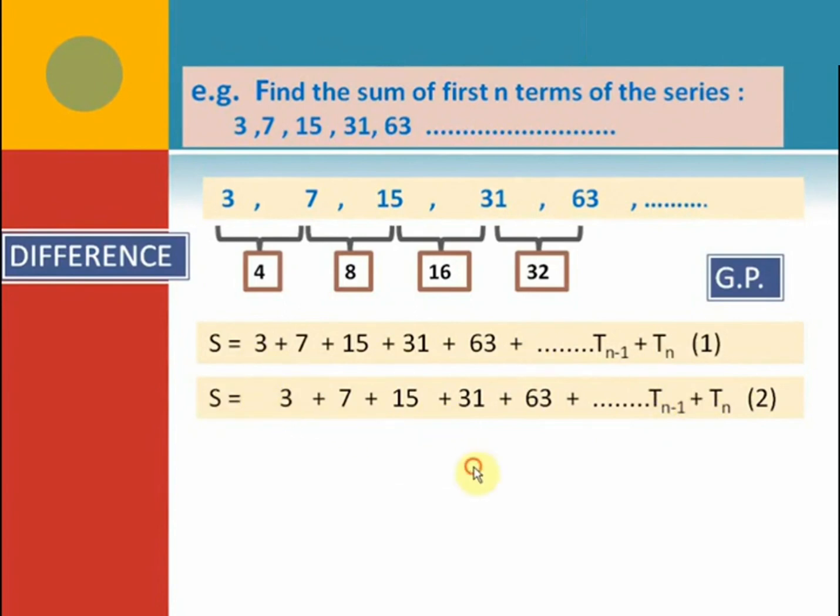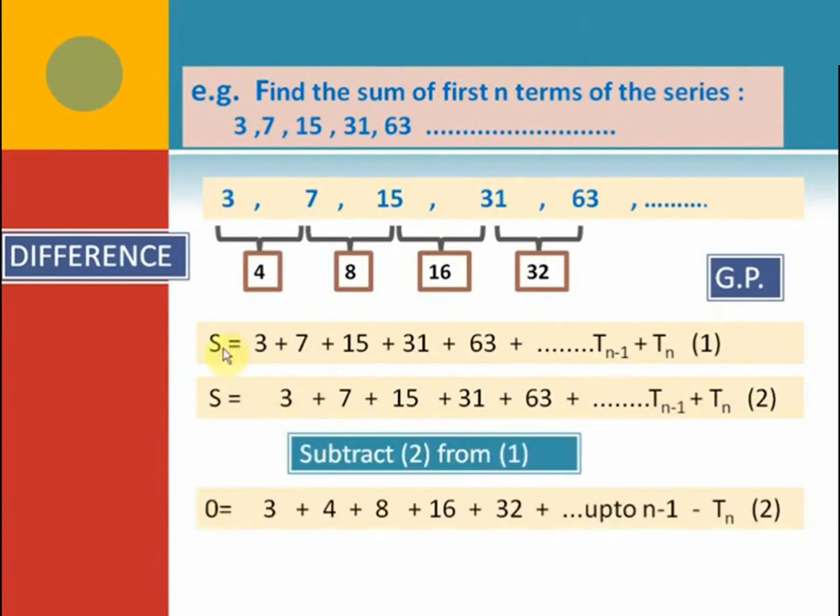Now we are going to subtract both these equations to get 0 in the LHS equal to, this remains 3, this becomes 4, this becomes 8, this becomes 16, this becomes 32 and so on up to n minus 1 terms, and this becomes minus Tn. Now 4, 8, 16, 32 up to n minus 1 terms are in GP, and we also know the formula for finding the sum of n terms of a GP.